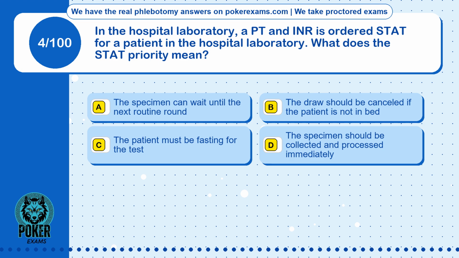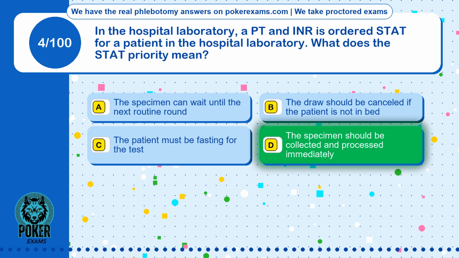Option A. The specimen can wait until the next routine round. Option B. The draw should be cancelled if the patient is not in bed. Option C. The patient must be fasting for the test. Option D. The specimen should be collected and processed immediately.